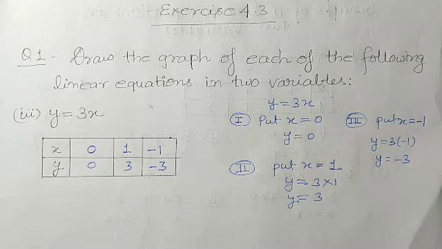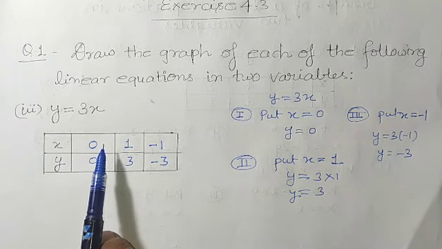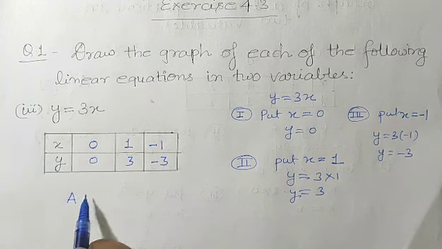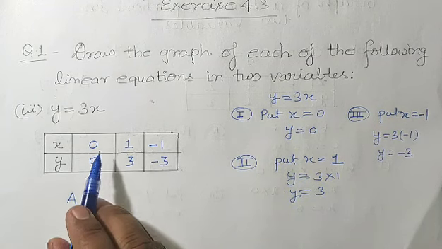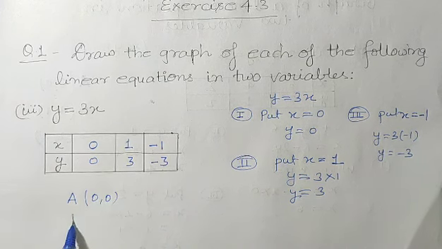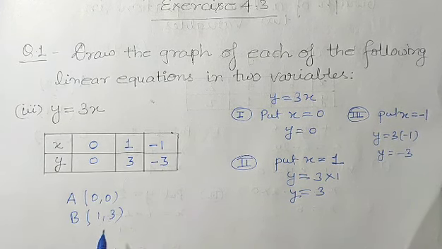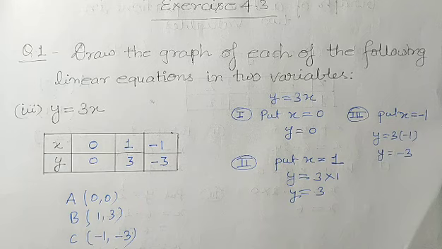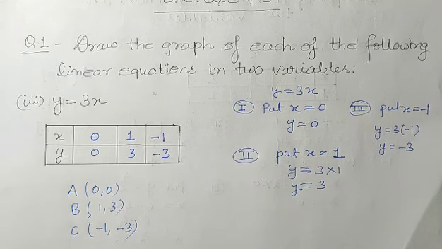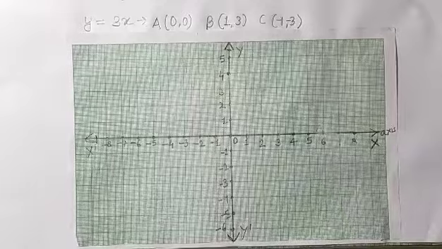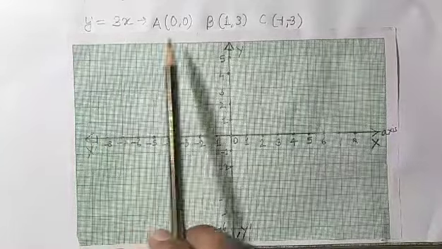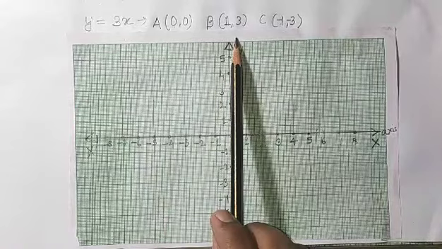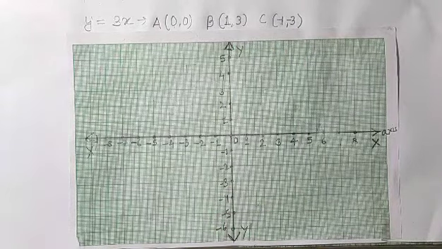Now we have 3 solutions. The first solution is 0, 0, named A. The second solution is 1, 3, and the third solution is minus 1, minus 3. Now we are going to show these solutions on the graph. On the graph paper, for the equation y is equal to 3x, the solutions are A 0, 0, B 1, 3 and C minus 1, minus 3.